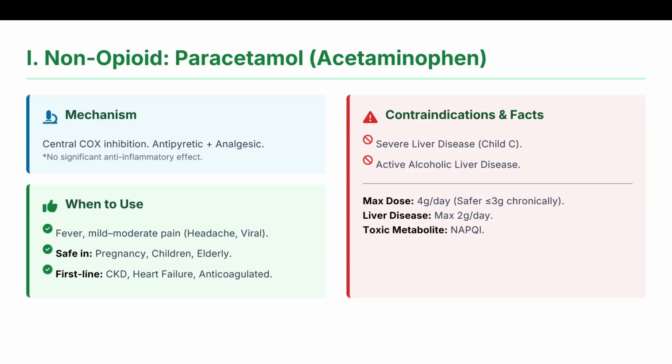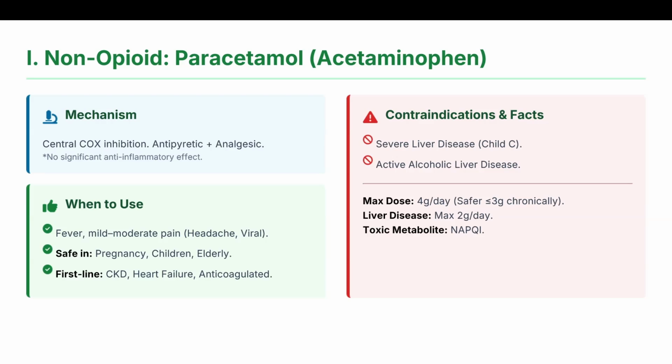It is the safest of all the analgesics. It is safe in pregnancy, children, as well as in the elderly. Once we go into other analgesic medications, then you will know the safety features of this drug. It is the first line in CKD patients, heart failure patients, and patients who are on anticoagulation. Contraindications are mainly in severe liver disease, that is Child-Pugh classification class 3, and active alcoholic liver disease.